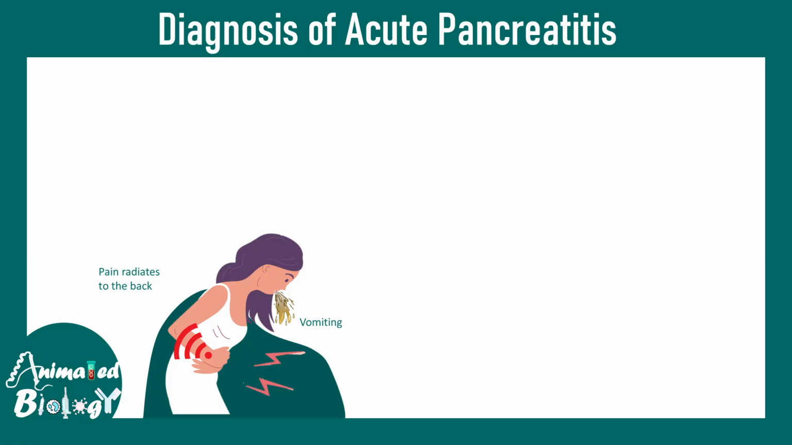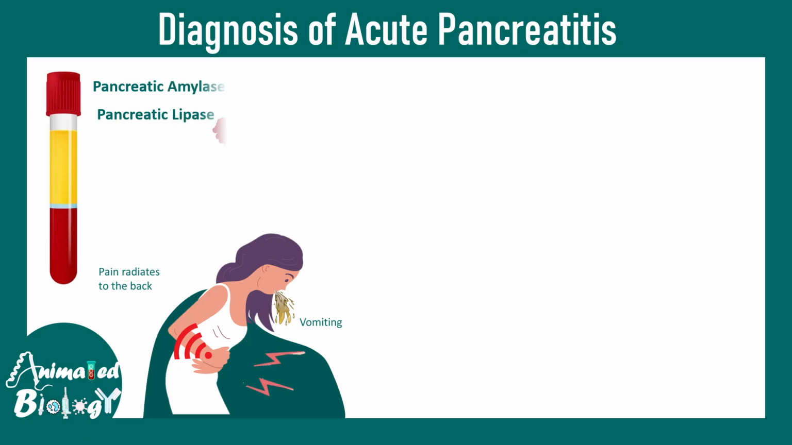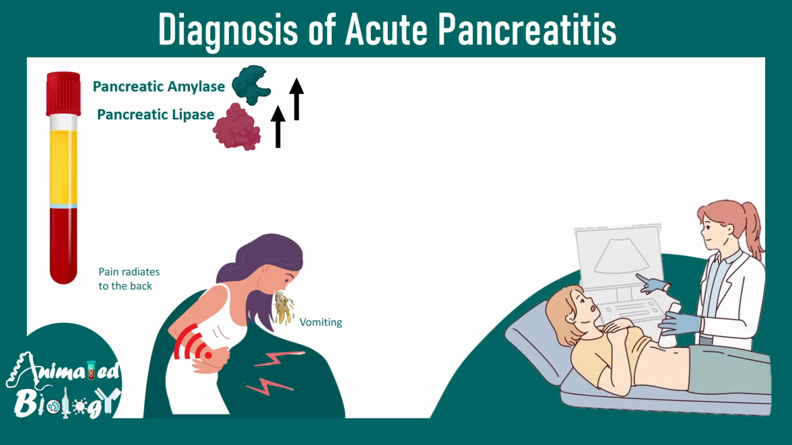Now, what is the diagnosis of acute pancreatitis? So obviously, there would be pain in the epigastric area, vomiting, and the pain can also radiate to the back. All of these are clinical symptoms, but this has to be paired with blood tests for serum amylase and lipase. These levels have to be elevated more than 3 times the normal.